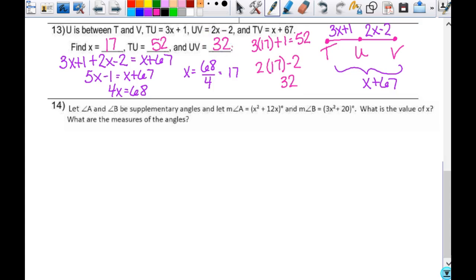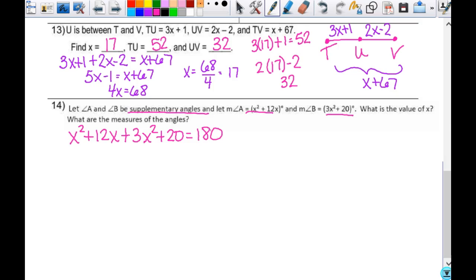32 there. All right, so 14 says, let A and B be supplementary angles. Let the measure of angle A be this, the measure of angle B be this. What is the value of x, and what are the measures of the angles? Okay, so if they're supplementary, that means they add to give me 180. So x squared plus 12x plus 3x squared plus 20 equals 180. Okay, so I've added them up, set them equal to 180.